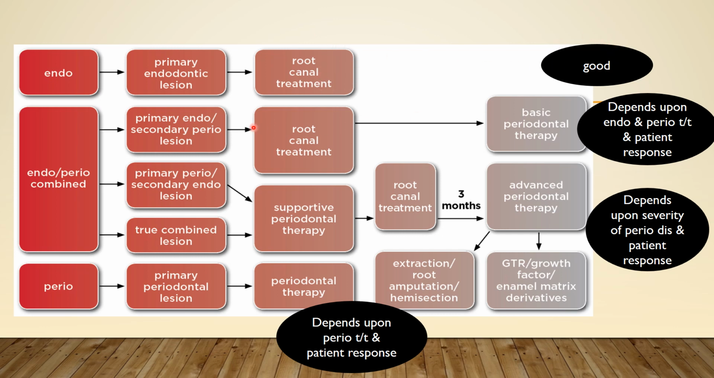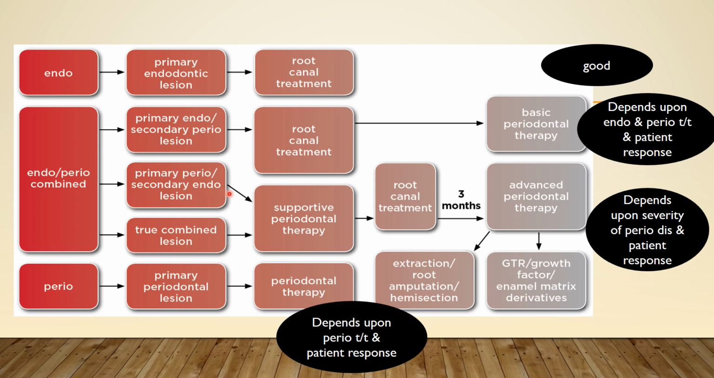Whereas for primary endo secondary perio, it will always start with endodontic treatment, that is root canal treatment, followed by treatment of the periodontitis with basic periodontal therapy. So the prognosis always depends upon the endodontic treatment and periodontal treatment, and always on the patient response.